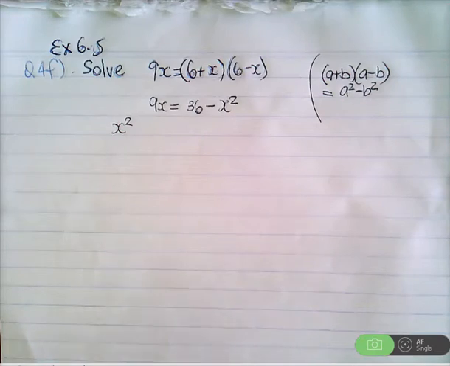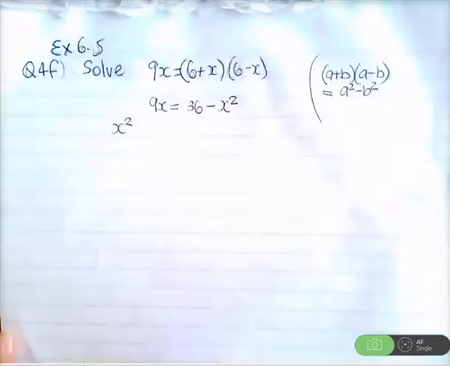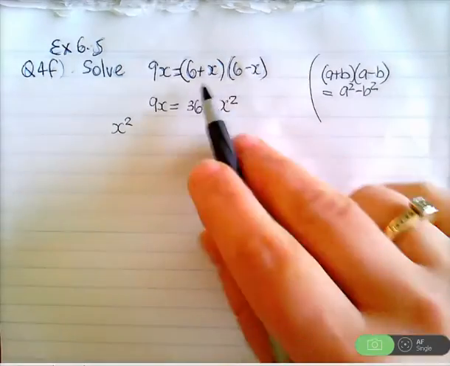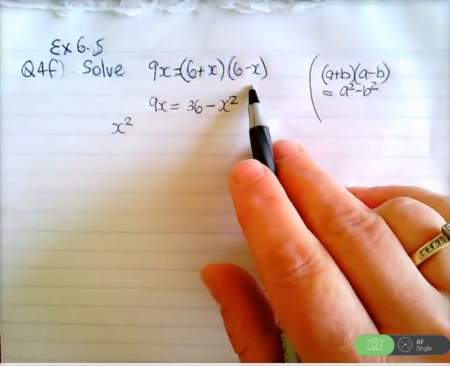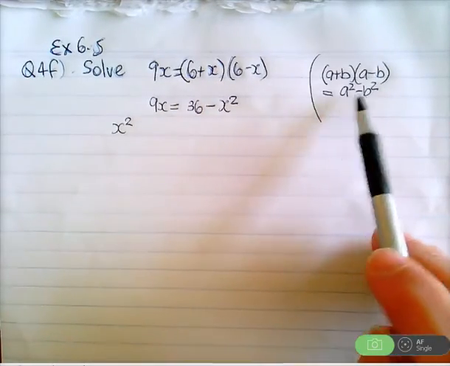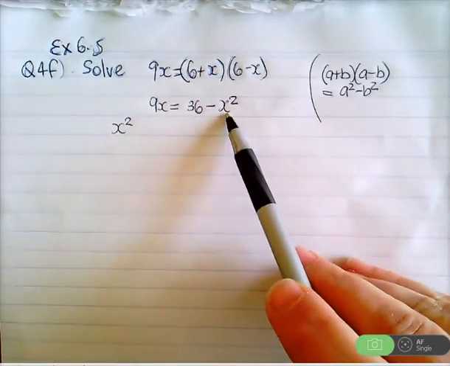Exercise 6.5, question 4F. We're solving 9x equals bracket 6 plus x, 6 minus x. We notice on the right-hand side that this is a difference of two squares. So when we expand it, we get a squared minus b squared, or 6 squared minus x squared.